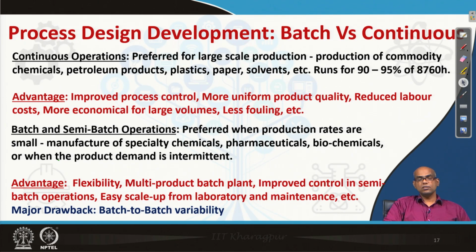Whereas continuous operations has an advantage over batch processes on this particular item. You can get more uniform product quality easily for continuous operations, but getting uniform product quality in all batches is still a challenge in chemical engineering operations. So, batch to batch variability is the major drawback for batch operations.